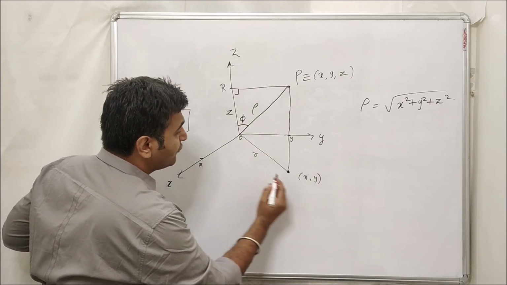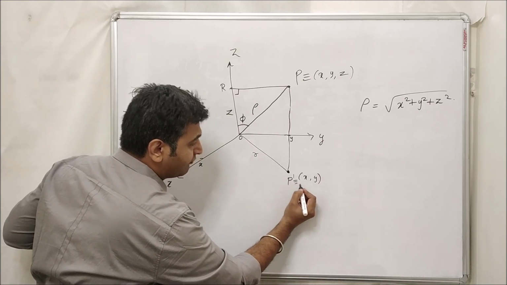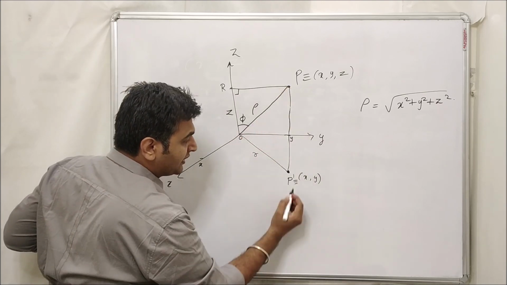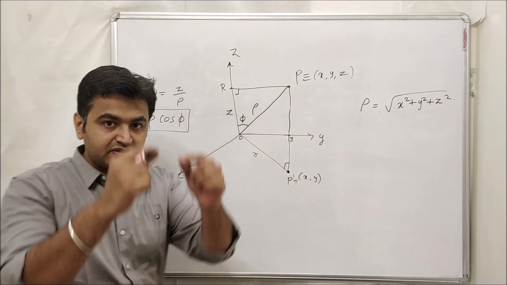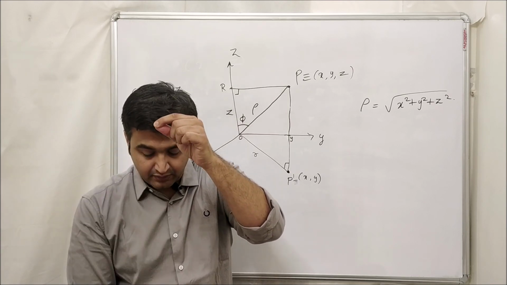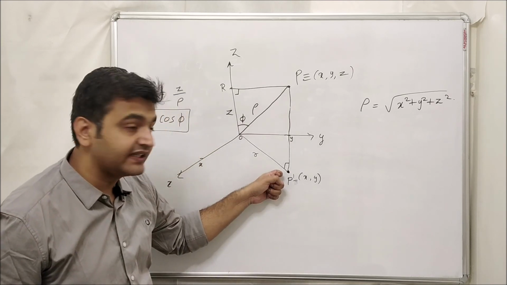So you have this. Now let me call this P prime, because it is the projection of P. Now if you consider this O, P and P prime, this is 90 degrees, right? Because I am projecting a point in two-dimensional space. Projecting means straight 90 degrees. So therefore this is 90 degrees.